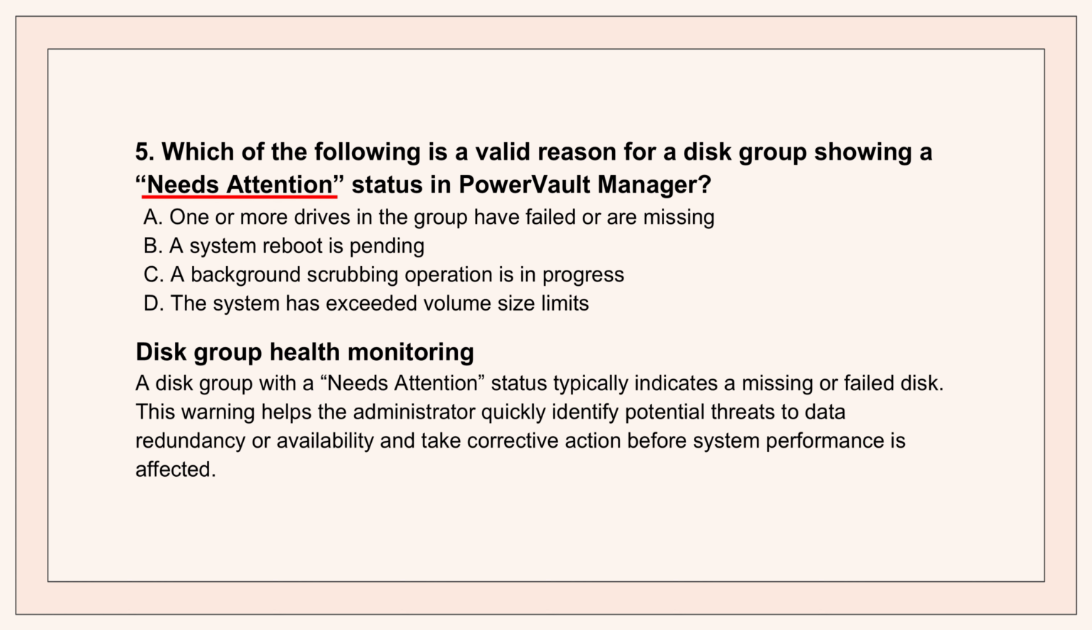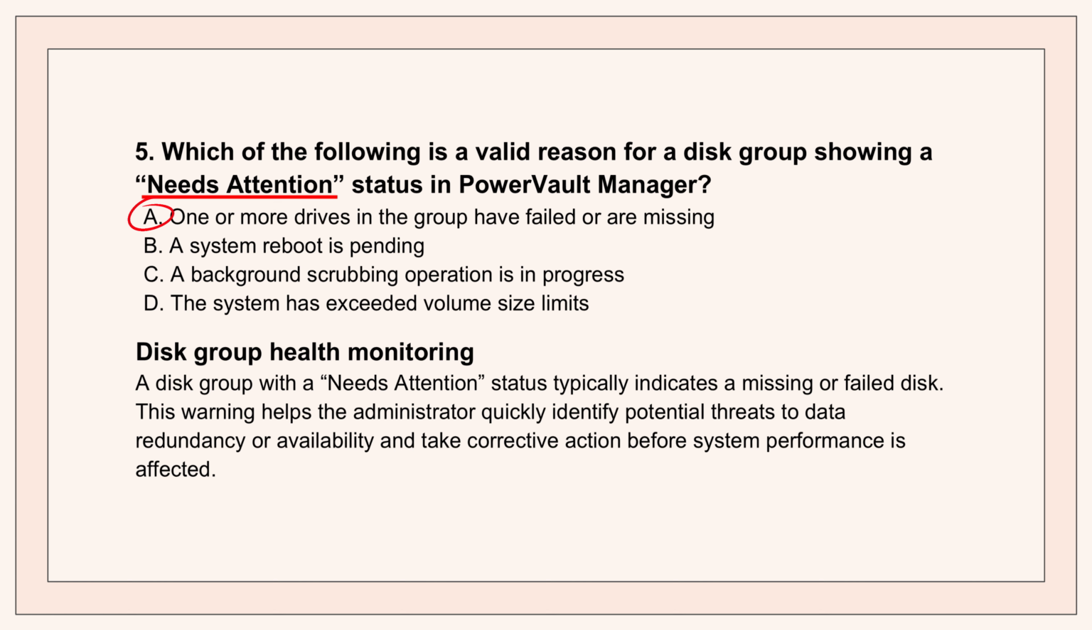What's usually the main reason behind that warning? That status is basically the PowerVault yelling for help. The most common urgent reason is pretty direct. One or more drives in that specific group have either failed completely or are somehow missing. So it's serious. Oh yeah, it's not just a suggestion. It means your redundancy is compromised, maybe performance is suffering, or you're potentially risking data loss. It's a critical alert saying, hey, admin, look here now and fix this hardware issue.